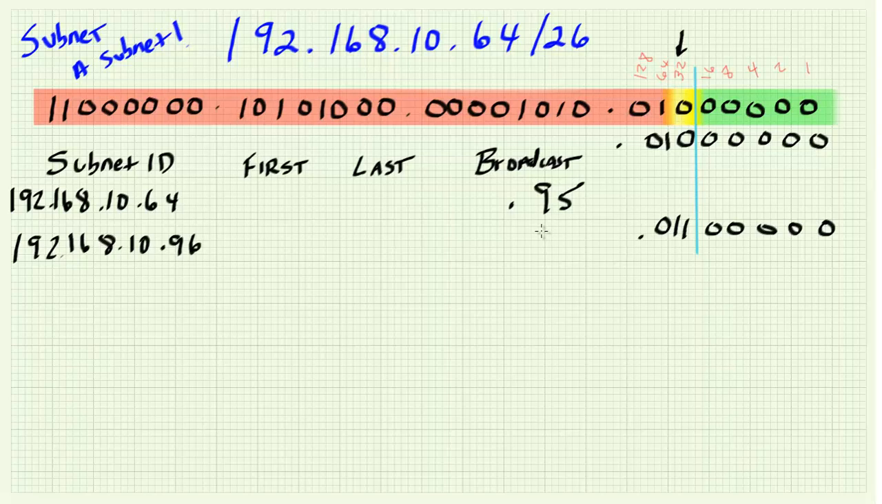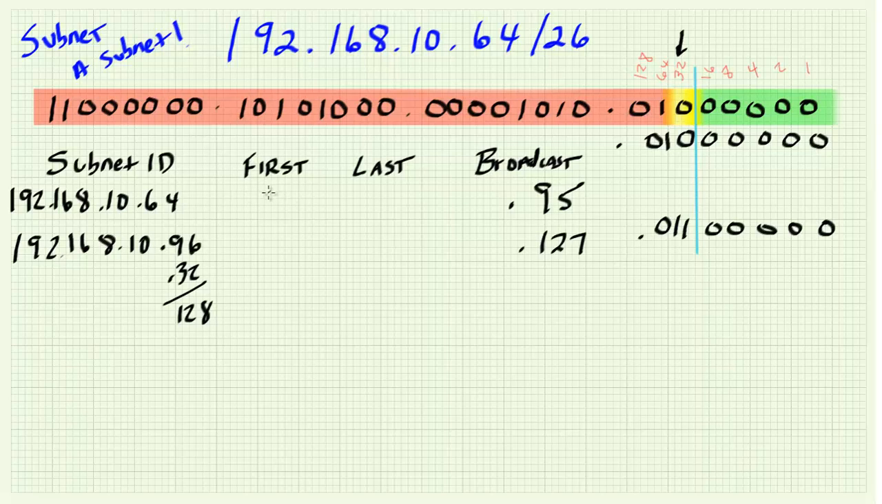Well, we could take 96 and add to that our interval of 32. That gives us 128. So we subtract 1 from that, and the broadcast for the 96 subnet will be .127. So now that we have our subnet IDs and our broadcast addresses, figuring out the first and last host for each subnet is easy.